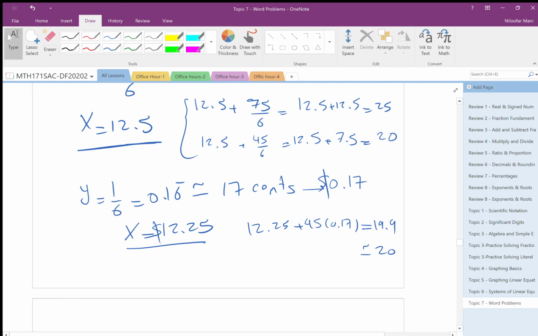So the flat fee is $12.25, and per kilometer you have to pay 0.17 dollars. And remember, you need the unit, you need the answer, you need a sentence. Or 17 cents. Okay, accepted.